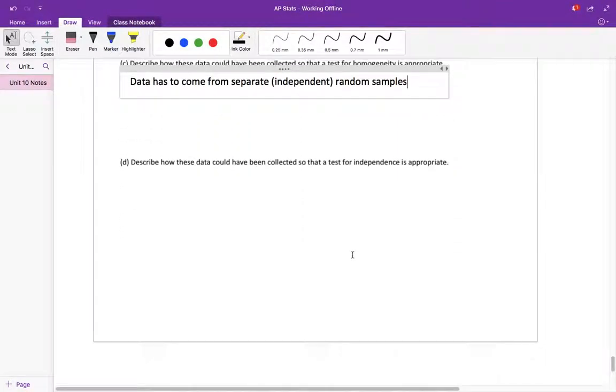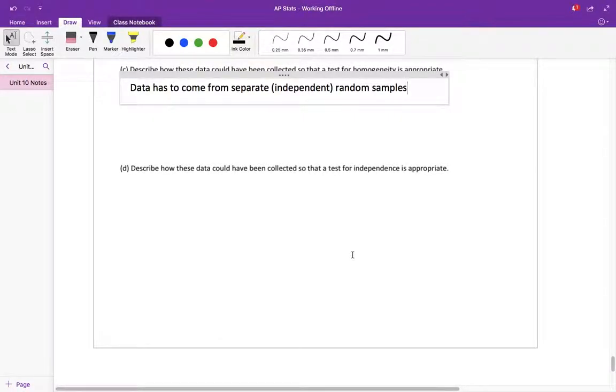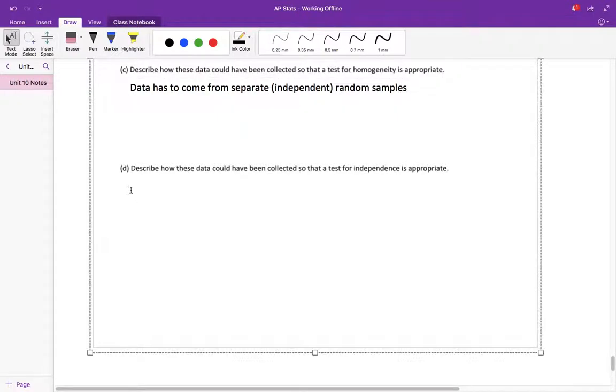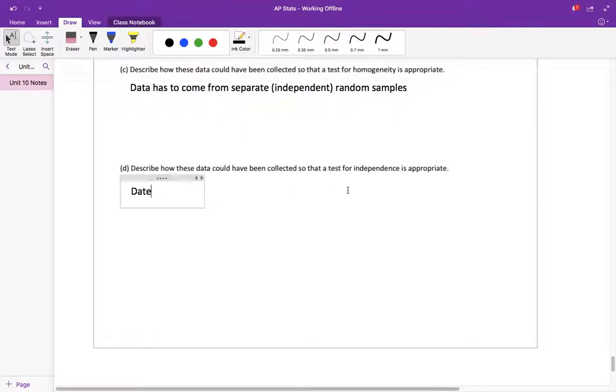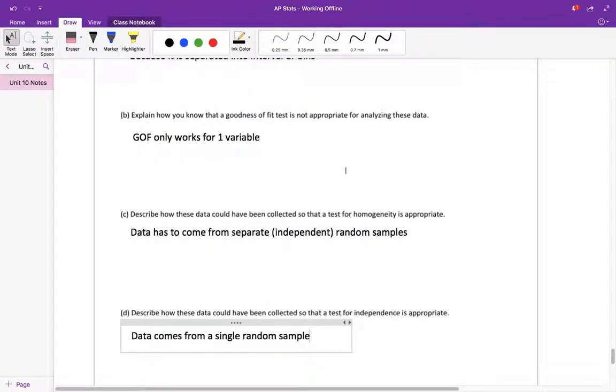So how will that be different for a test for independence? In D, describe how these data could have been collected so that a test for independence is appropriate. For that one, if the data came from a single random sample, that's when your test for independence is going to be the most appropriate. So the idea is that independence comes from a single random sample, homogeneity comes from separate independent random samples, both of which would be for two variables, whereas goodness of fit would be a single random variable.